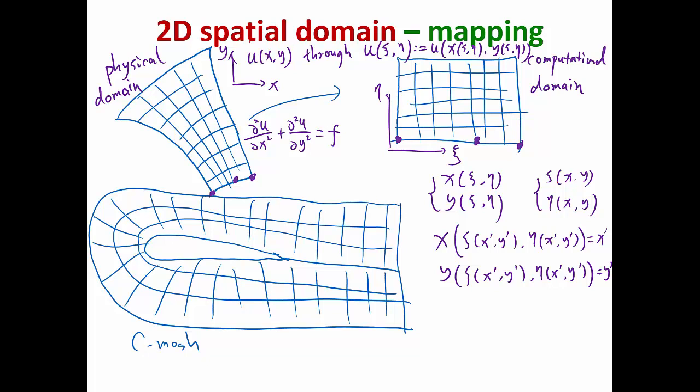Or if I want to know the solution in the physical domain at a particular x and y, I can look for the corresponding point in the xi and eta space. And if I know the solution in the xi eta space, I can know the solution in the x and y space. Now the question is, how do I solve for u as a function of xi and eta? How do I solve for the solution at the computational space?